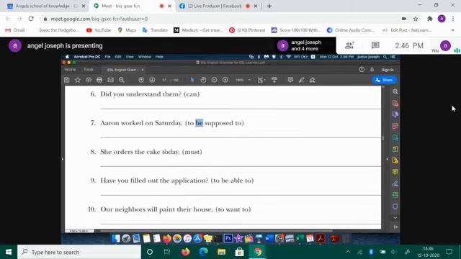She orders the cake today. You have to use must. She must order the cake today. Order the cake today. Okay, good. So you would have all realized one thing. Whenever we are using these helping verbs, it's removing this S. Right? All of you would have realized this. She must order the cake today.